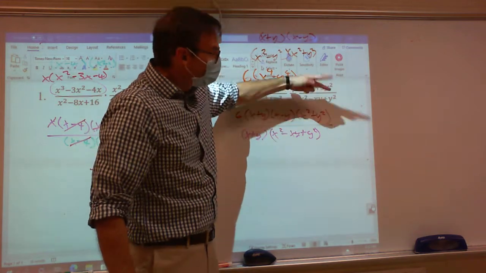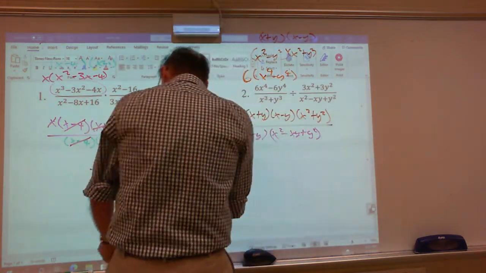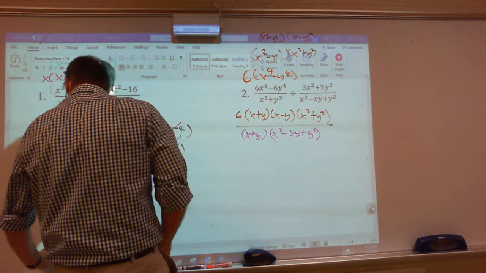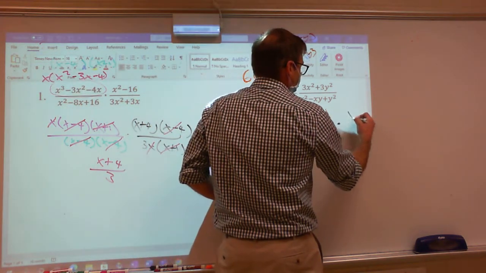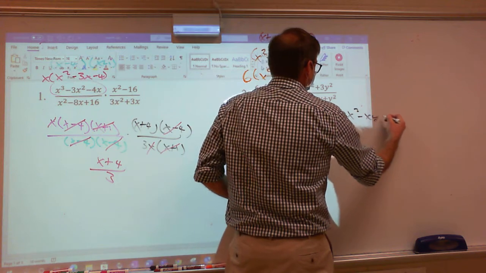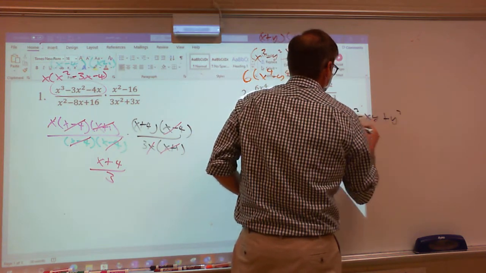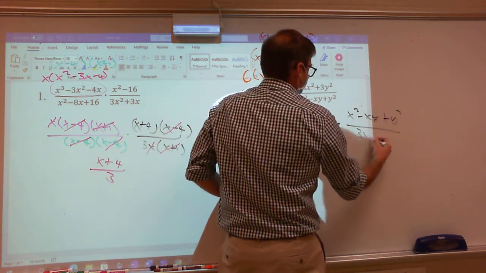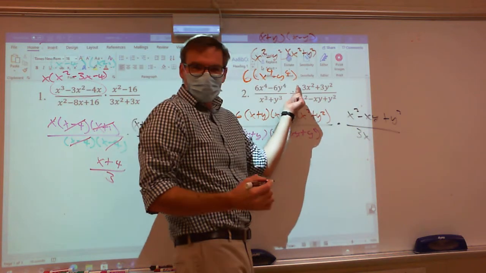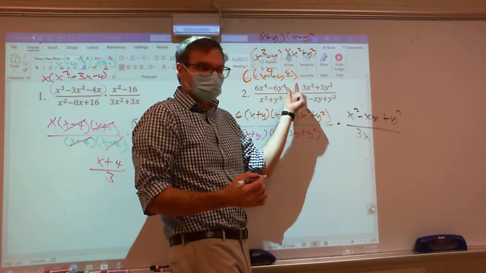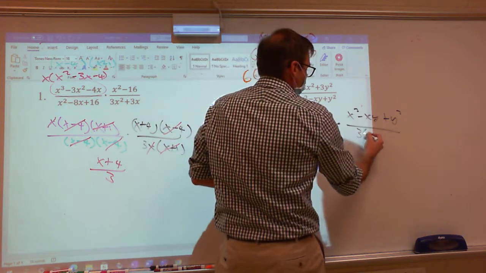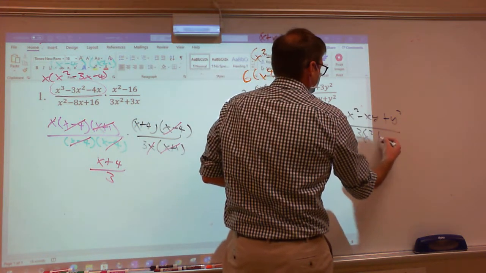Then we need to flip that and go ahead and multiply by the reciprocal. That's going to give me x squared minus xy plus y squared over 3x. Can I go ahead and pull a 3 out? Does that make sense? I can just go ahead and pull a 3 out of that. And so if I pull a 3 out of that, that gives me x squared plus y squared.